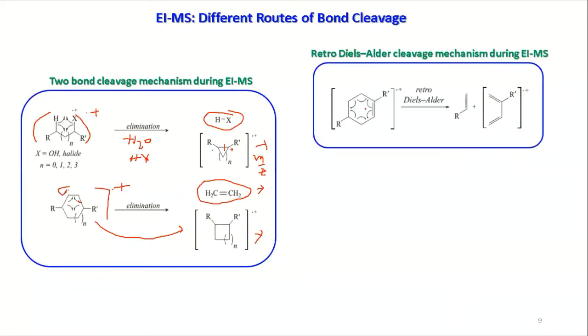One of the most important routes is the retro Diels-Alder. You have to remember that in this case you have a cyclohexene type situation. If you have a dot plus, that will undergo the retro Diels-Alder route, so you'll have a diene and a dienophile. The dienophile generally becomes the smaller molecule, which comes out as gas. The dot plus, you can take this as plus, this as dot, and this way the fragmentation can happen.